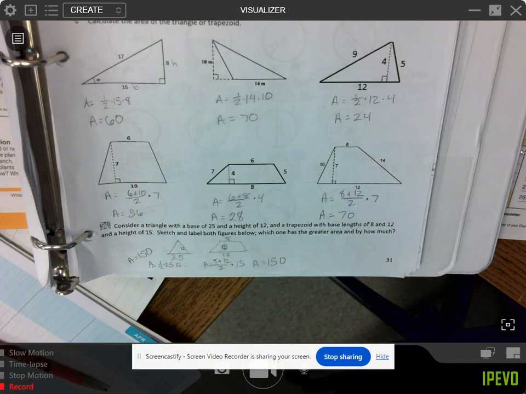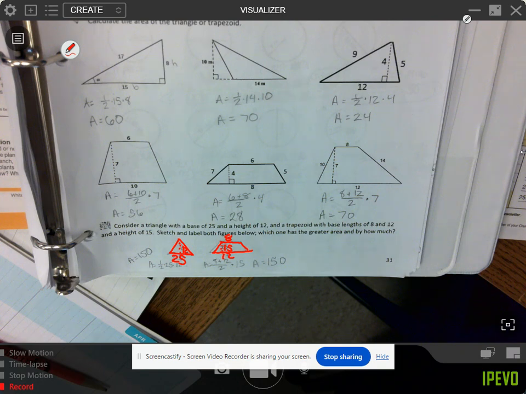Any other questions? It's good to find the mistakes so we learn from them. Sawyer? On the bottom it says, consider a triangle with a base of 25 and a height of 12. So I actually drew a triangle with a base of 25 and that height of 12. And a trapezoid with a base of 12 and 8 and a height of 15. And then it says sketch. So, there were some of us that didn't draw it. Oh, it says sketch. So you should have drawn your triangle and trapezoid.